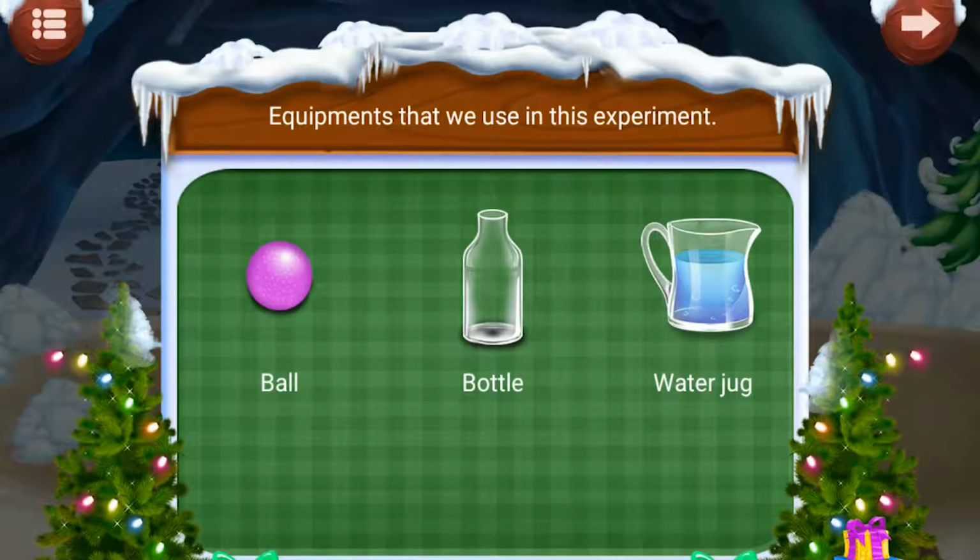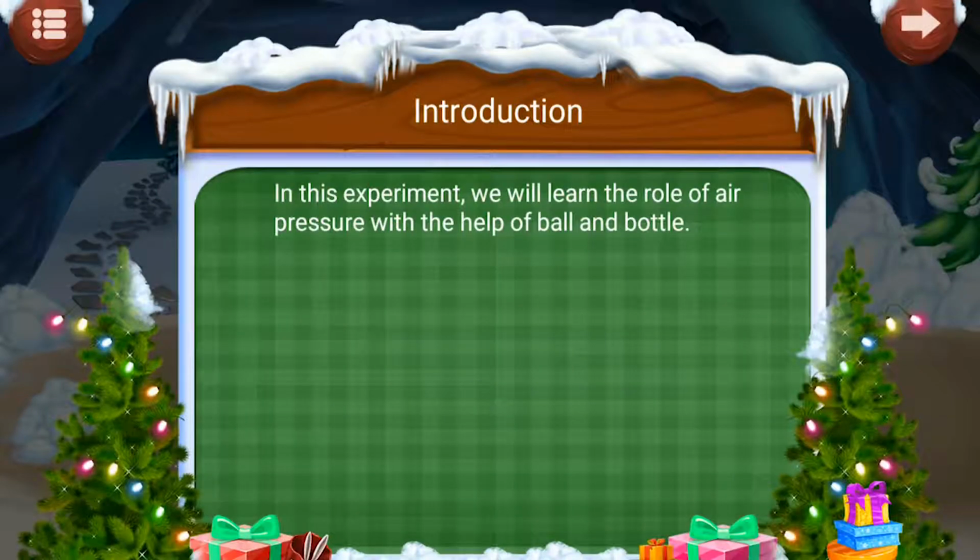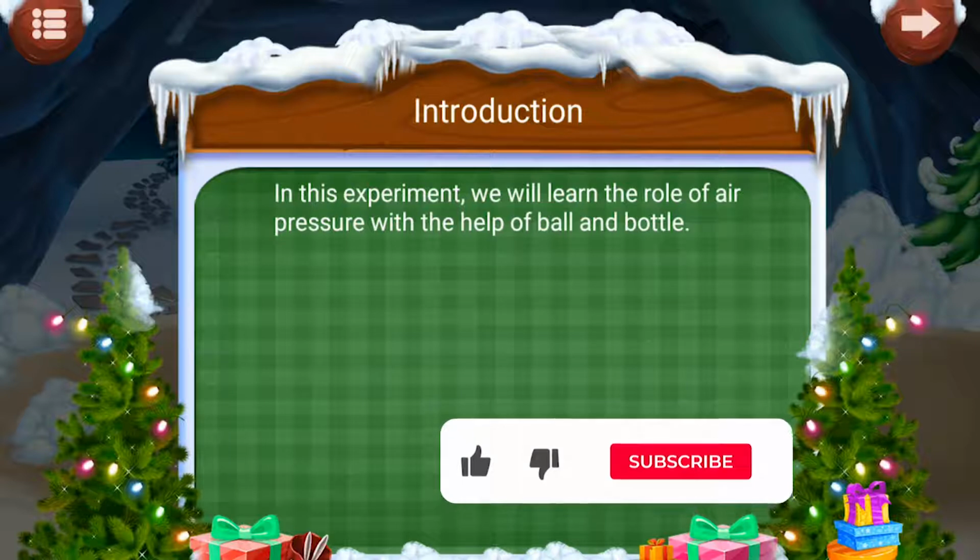Equipments that we use in this experiment: a ball, bottle, a water jug. Introduction. In this experiment, we will learn the role of air pressure with the help of ball and bottle.